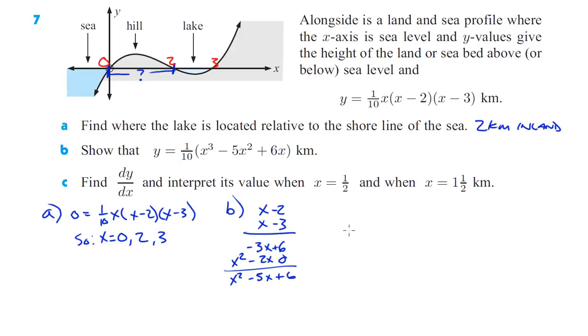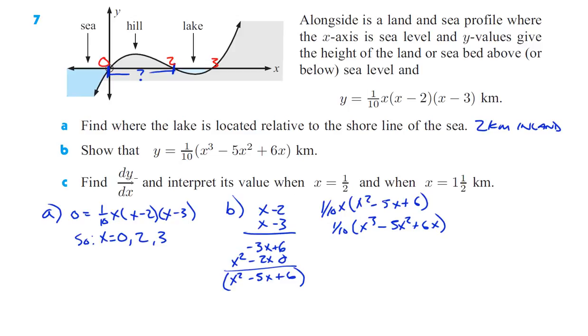Okay? And then now we've got to multiply that all by 1/10. The nice part is they left the 1/10 out there. So, you know what? Let's make this correct here. We want to take 1/10 x times this x squared minus 5x plus 6. So again, they left the 1/10 out, which was nice. And then we're just going to distribute the x through. So x times x squared is x cubed. x times negative 5x is negative 5x squared, and x times 6 is plus 6x, and this matches that. Okay, so we've shown that.